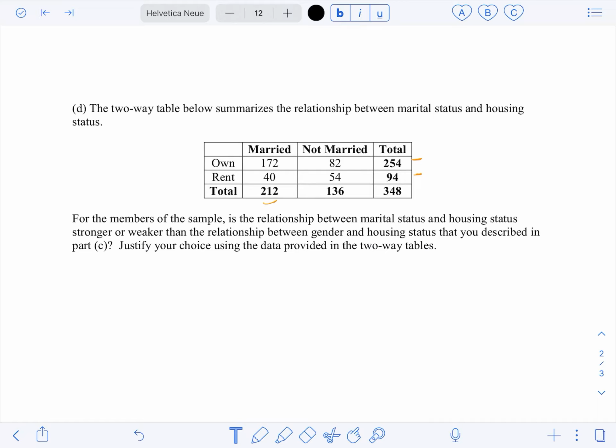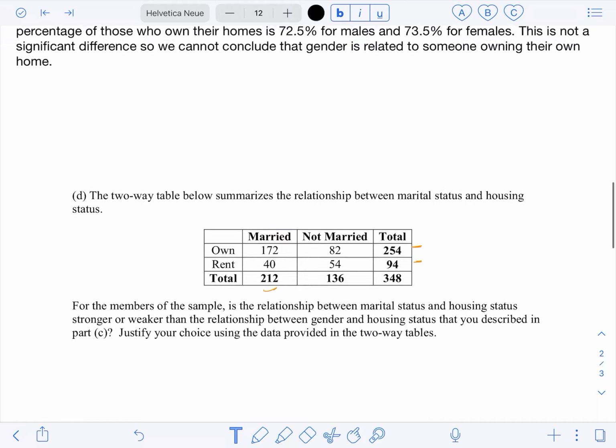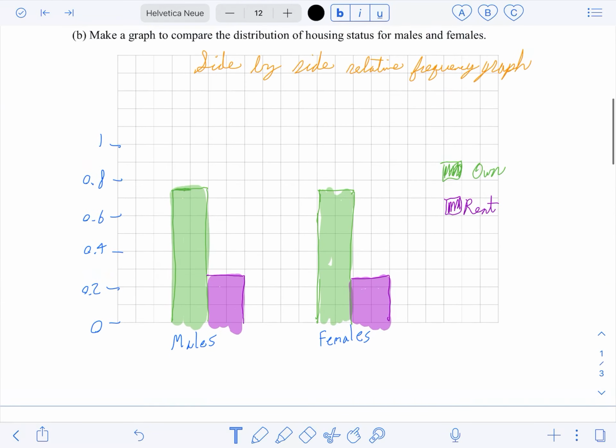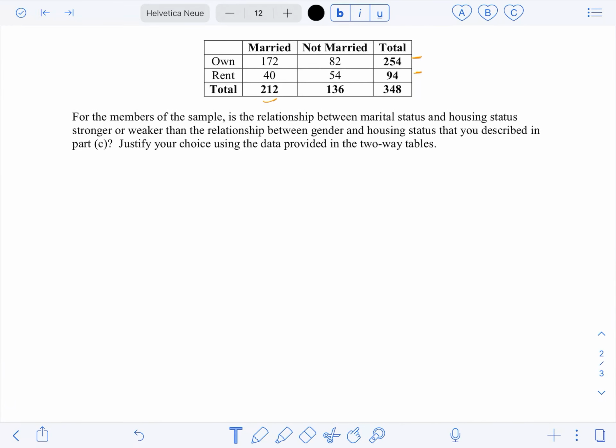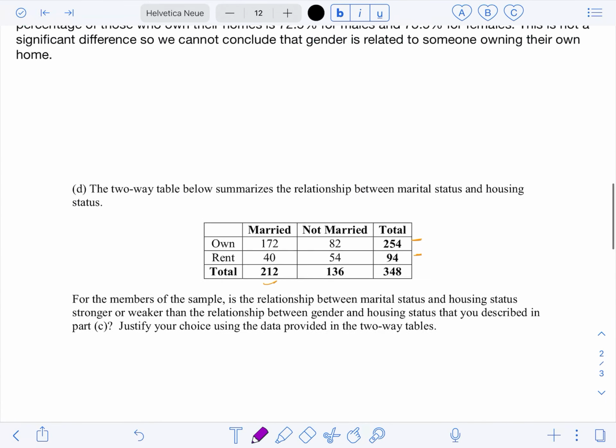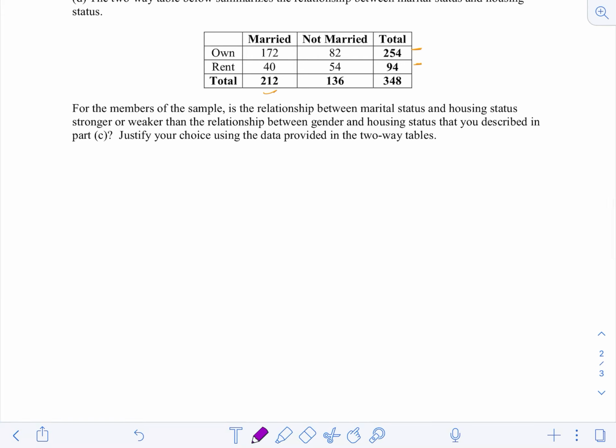Now, again, this would probably be really good to make a side-by-side relative frequency graph, and then we can really compare them. So if I come down here, and we're going to make another side-by-side relative frequency graph.